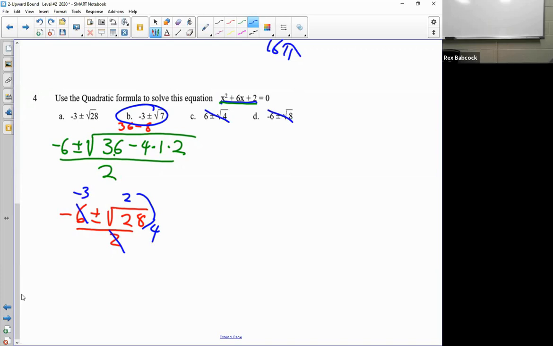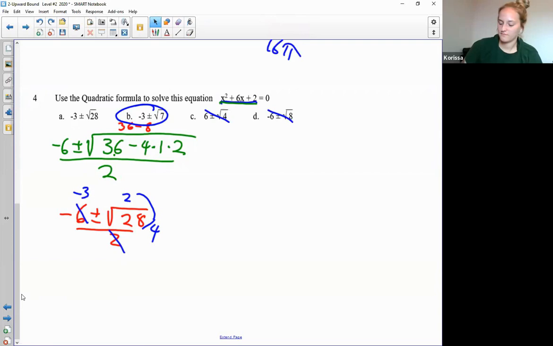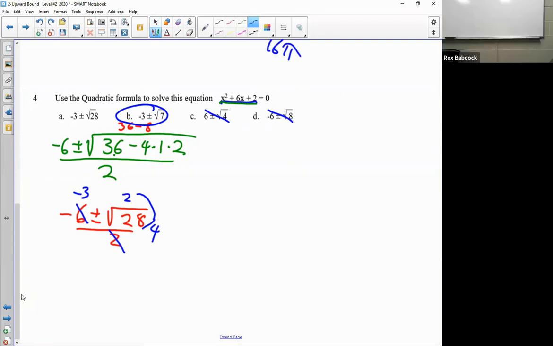Marco. Hello. Oh, I can't hear you. Hello. Okay. My internet connection kind of flickered. So the answer to number 4 is B, negative 3 plus or minus the square root of 7. And I would have taken forever to try to figure out what the factors are without this quadratic formula.